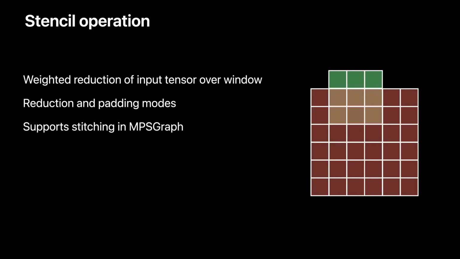For each output value, it computes a weighted reduction over the stencil window on the input tensor as shown. The operator supports various reduction modes, including argmin, argmax, and various padding modes, including reflection and clamp to zero. MPSGraph enables stitching across MPS kernels for optimal performance. With stitching support, the stencil operator allows you to express complex mathematical operations in a single kernel launch. Let us see one such example in action.